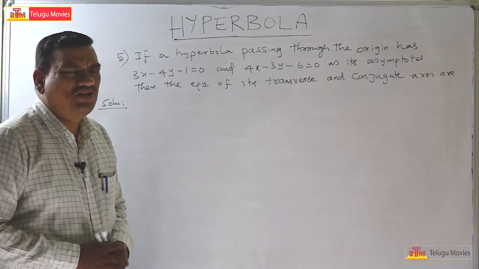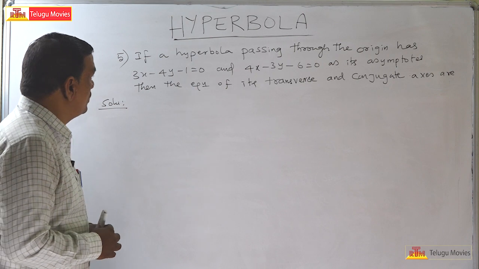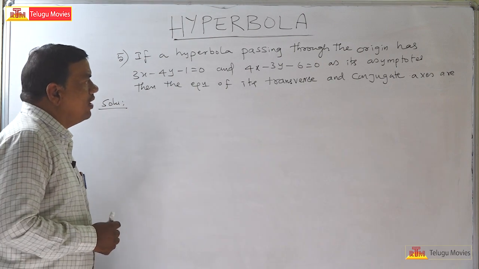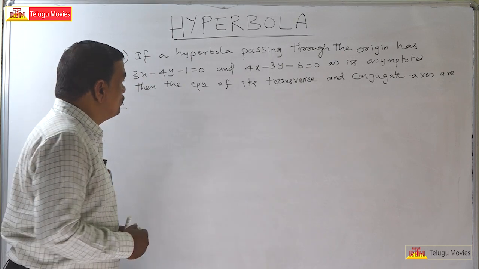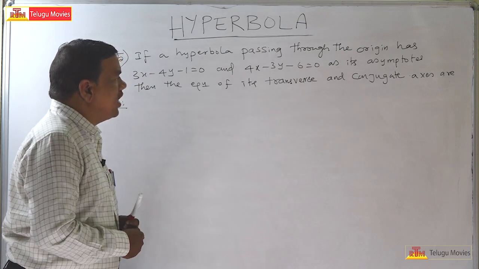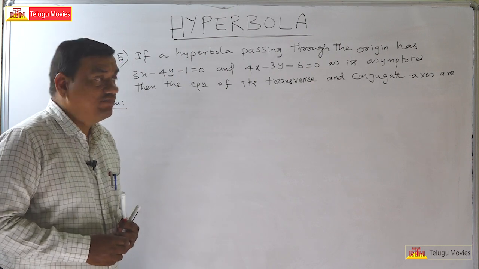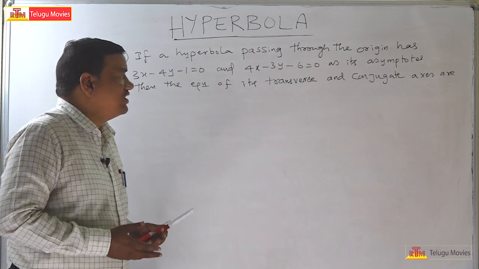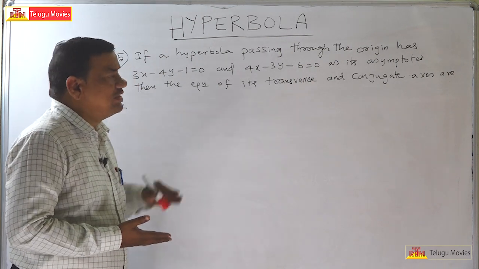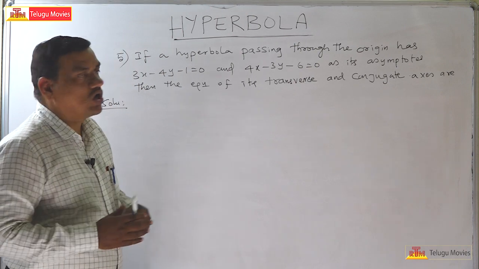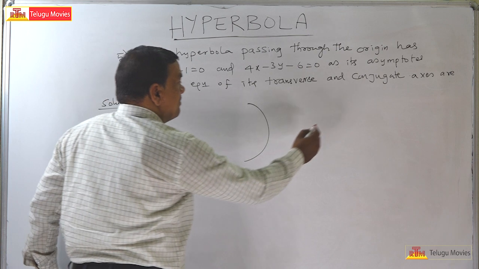Dear students, this is a very small problem, completely a basic level problem. The question is, if a hyperbola passes through the origin and has 3x minus 4y minus 1 equal to 0 and 4x minus 3y minus 6 equal to 0 as its asymptotes, then find the equation of its transverse and conjugate axis. What is the relation between these asymptotes and the transverse axis and conjugate axis, that you should know carefully. So this is a hyperbola.